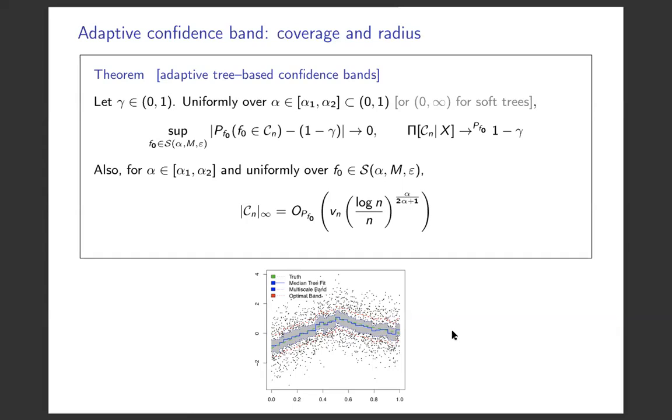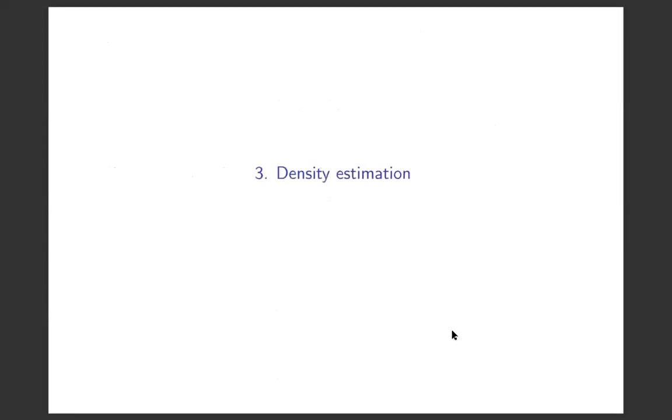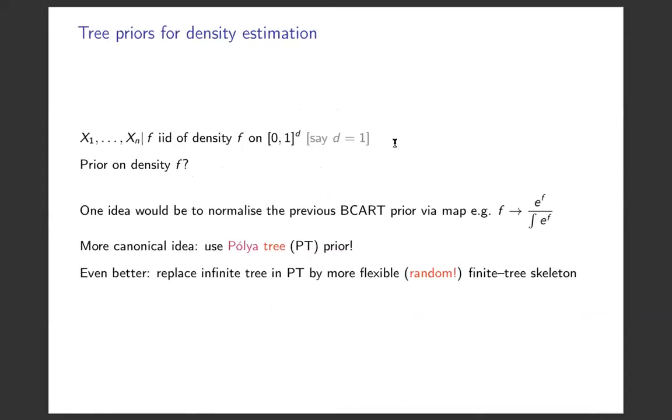Okay, so that's it for regression. And now let me switch to density estimation. What can we do in density estimation? You cannot really use the B-CART prior anymore because the histogram can take negative values, for instance. So one first idea would be to take the B-CART prior and put it in an exponential and renormalize it so that we have a random density. That would be a possibility.